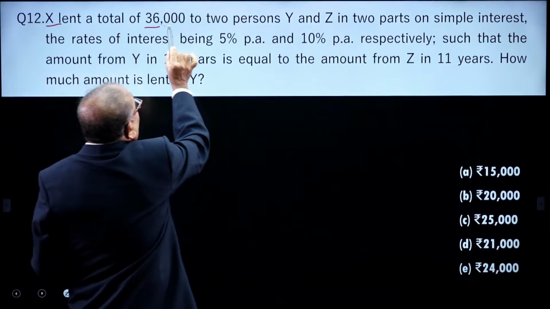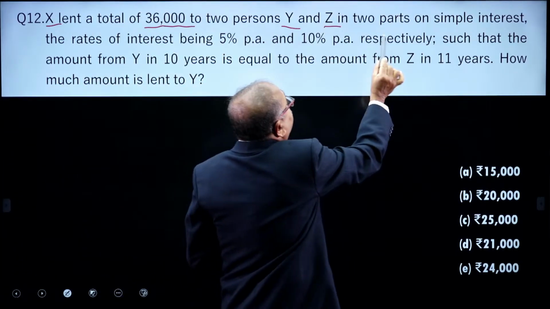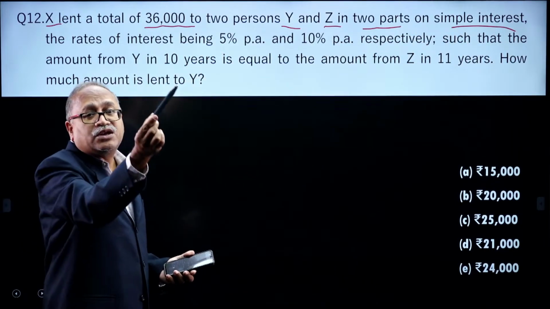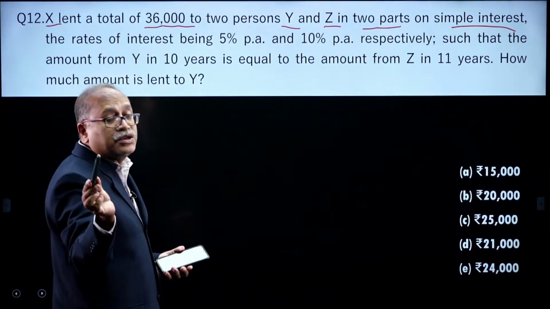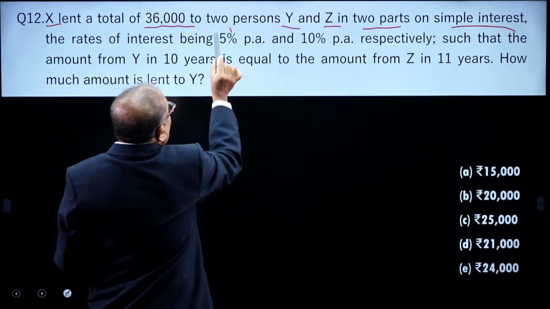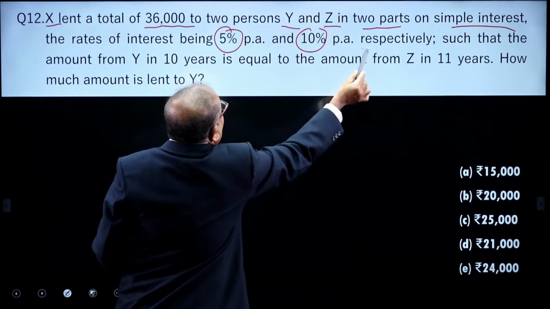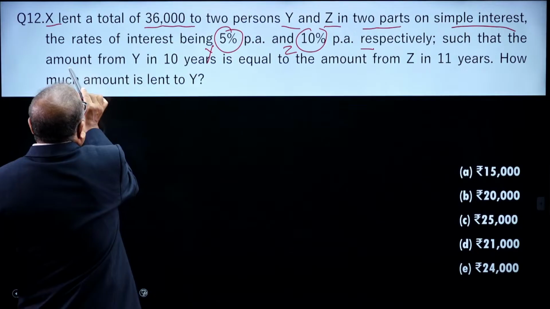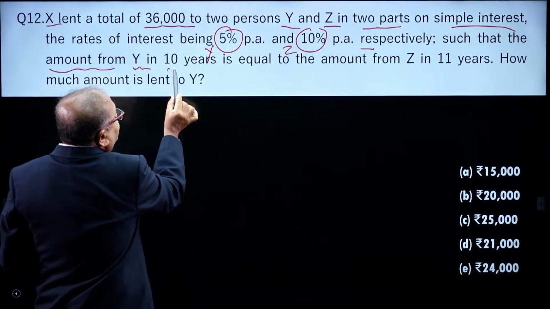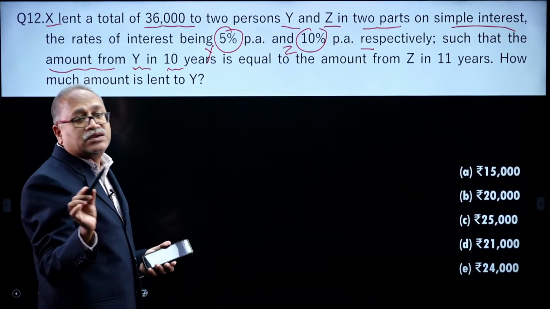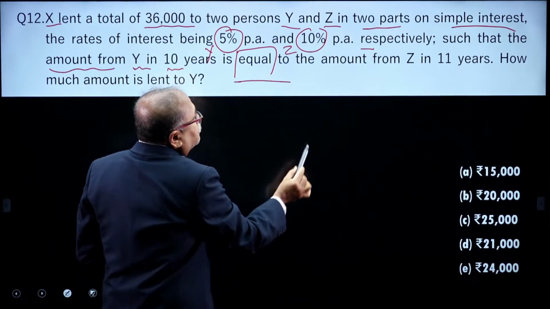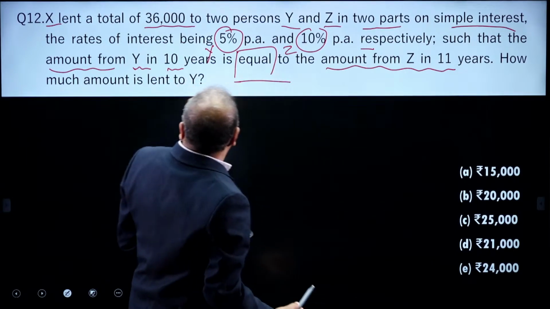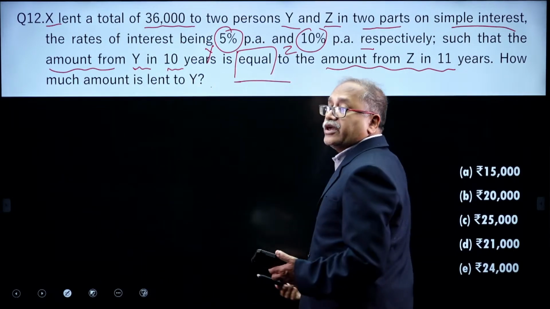X lent a total of 36,000 to 2 persons, Y and Z, in 2 parts on simple interest. 36,000 in 2 parts, some money to Y and some money to Z in simple interest. Now, the rate of interest being 5% per annum and 10% per annum respectively, that is for Y and this is for Z, such that the amount from Y in 10 years, principal plus interest, is equal to the amount from Z in 11 years. What is the question? How much amount is lent to Y?